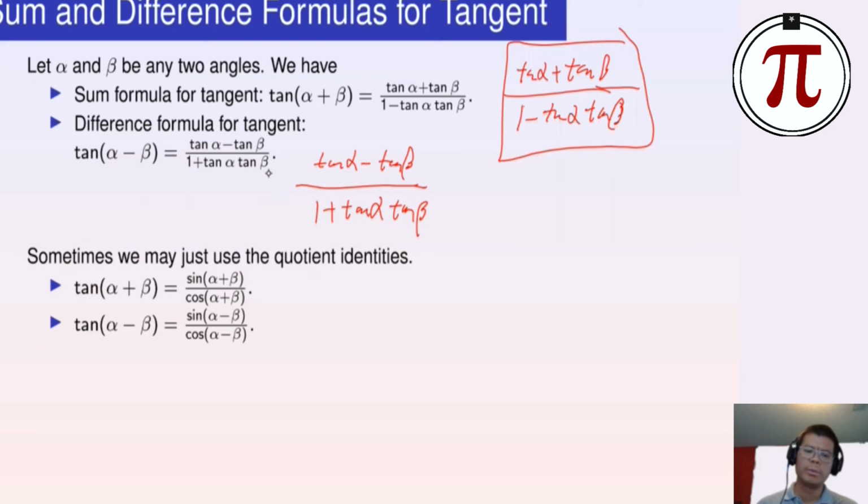Now, sometimes we may just use the quotient identity. Tangent of alpha plus beta is sine of alpha plus beta over cosine of alpha plus beta, and tangent of alpha minus beta is sine of alpha minus beta over cosine of alpha minus beta, by definition. If we can use the sum or difference formula for sine and cosine to find sine of alpha plus beta and cosine of alpha plus beta, then we can just use the quotient identity. Does that make sense? Okay, very good.